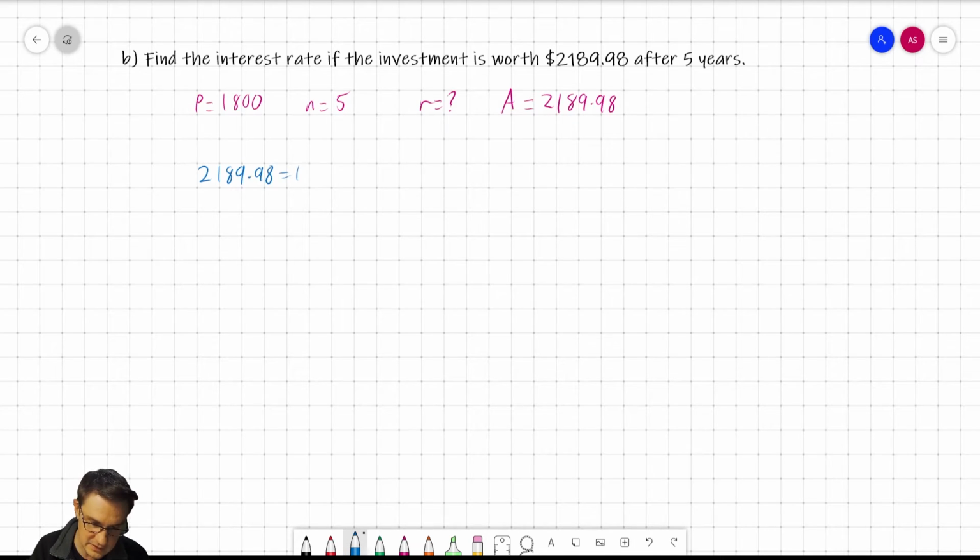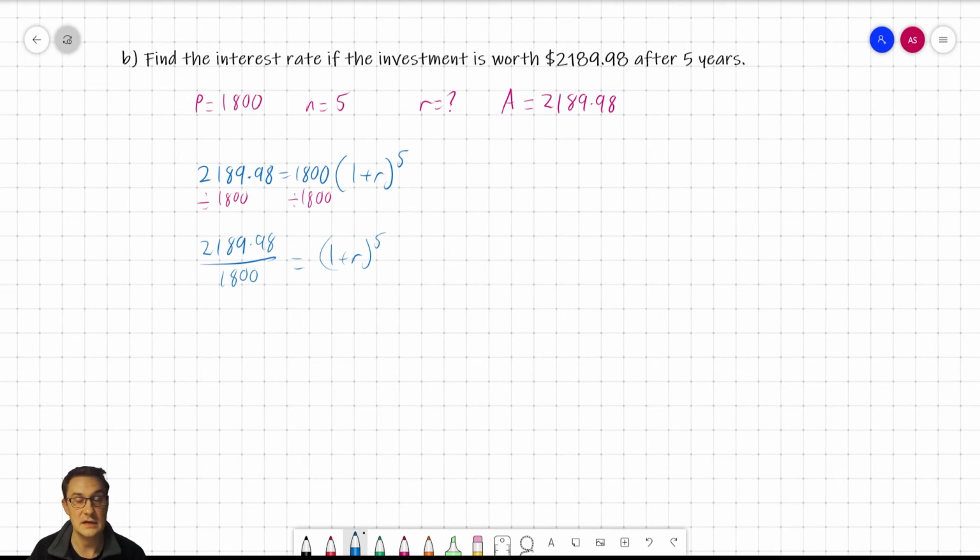So now putting this into our compound interest formula, we have 2189.98, and this is equal to 1,800, open brackets, of 1 plus r to the power of 5. Now I'm going to divide by 1,800 here, just to begin to make r the subject. So as I do this, I end up with 2189.98 over 1,800, and this is going to be equal to 1 plus r to the power of 5.